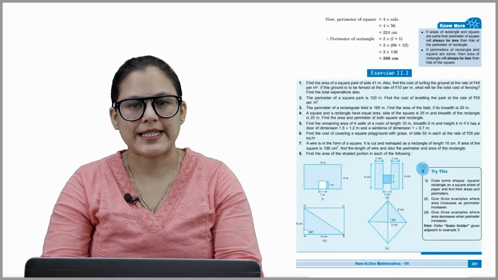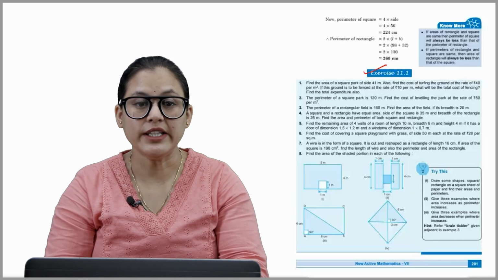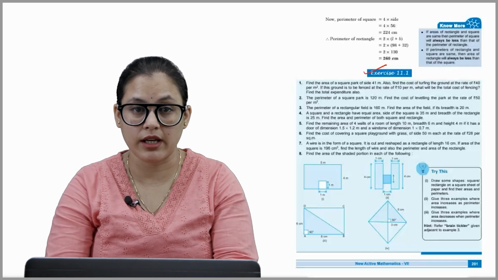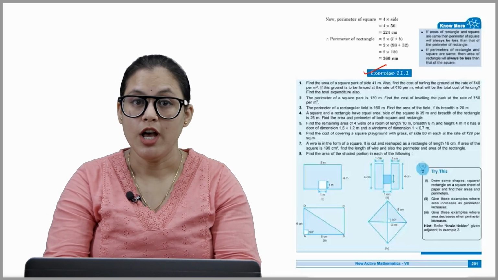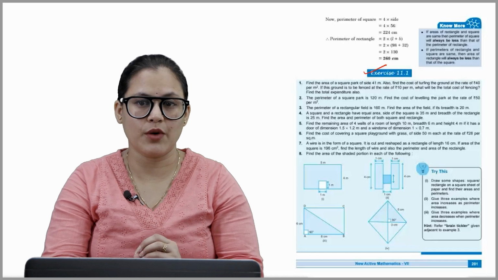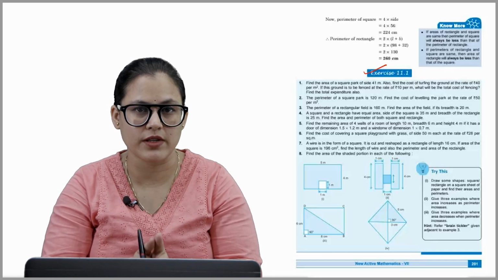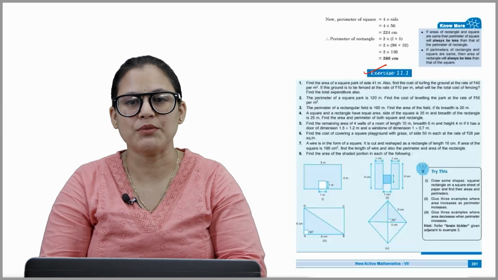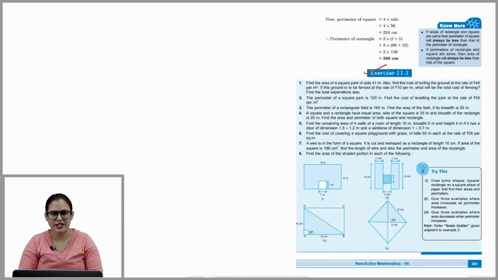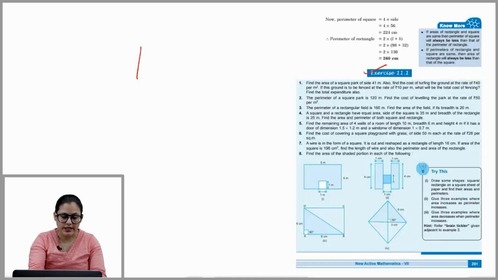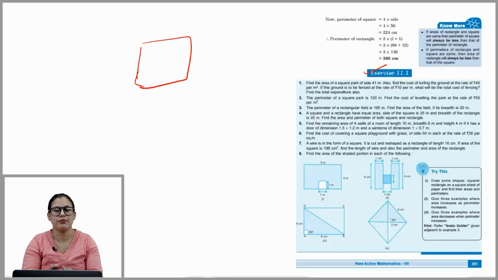Now let's do exercise 11.1. Find the area of a square park of side 41 meter. Also find the cost of turfing the ground at the rate of rupees 40 per meter square. If this ground is to be fenced at rupees 10 per meter, what will be the total cost of fencing? Find the total expenditure also. Okay, see, square park is given, side is 41 meter.